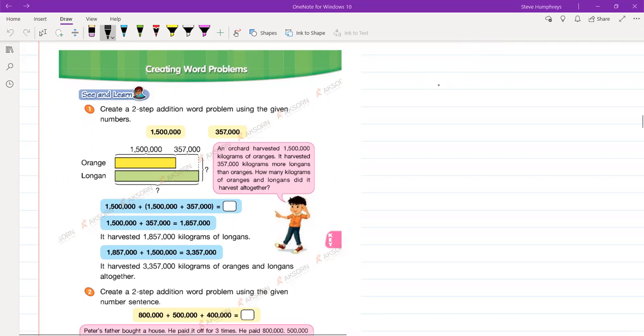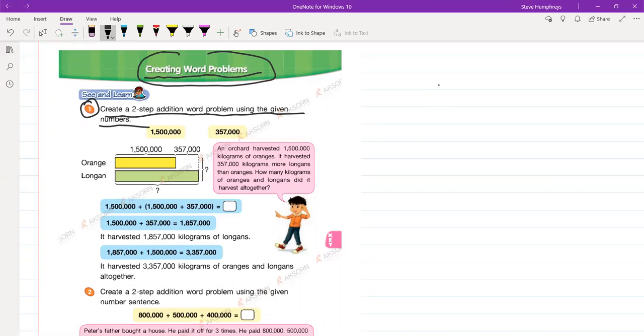Okay, today we're going to look at creating word problems. This is where you write your own word problem. I've noticed in the past this can be quite difficult. Okay, so let's look at these examples. Number one. Create a two-step addition word problem using the given numbers. Okay, so this is an example.